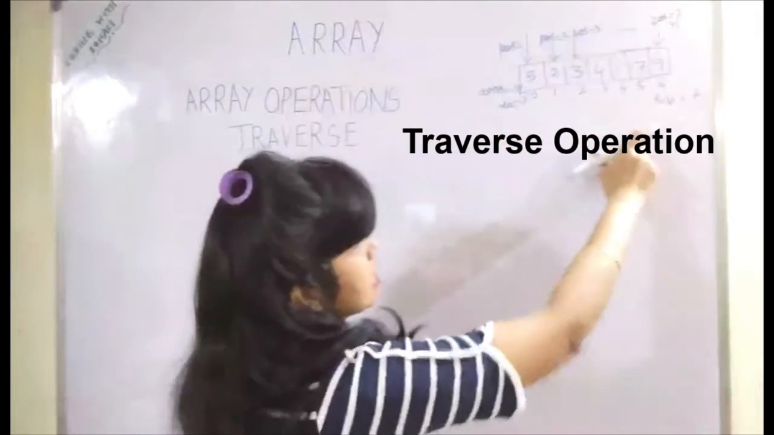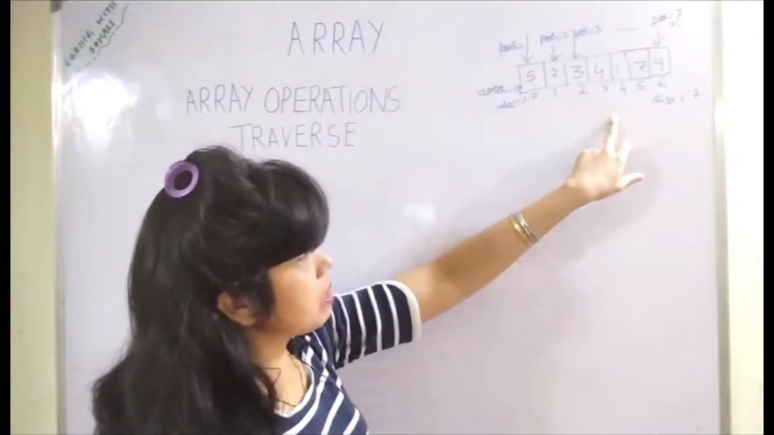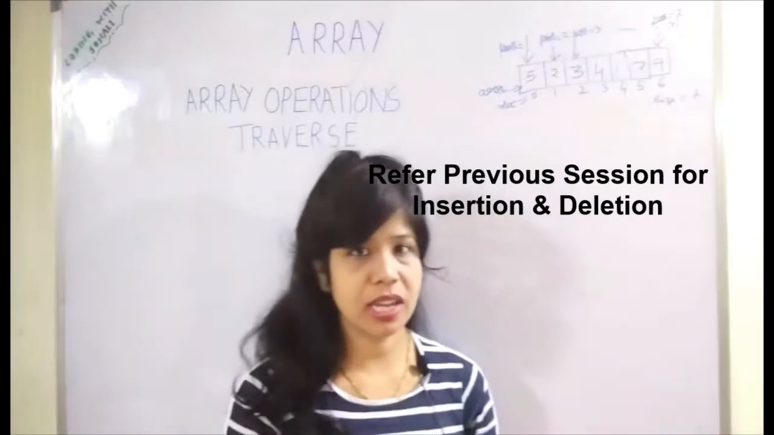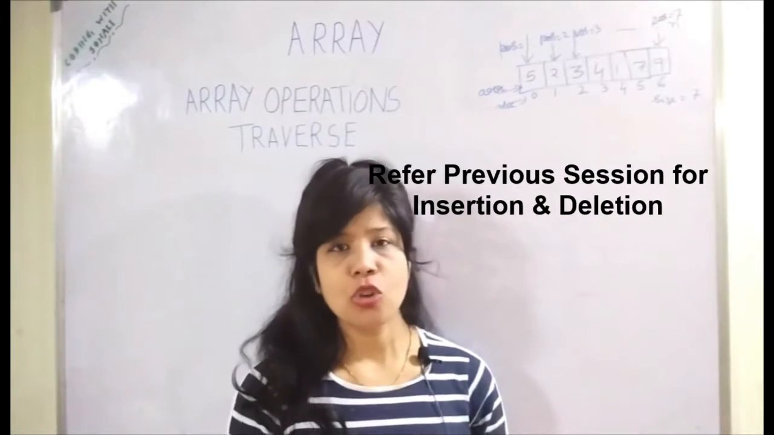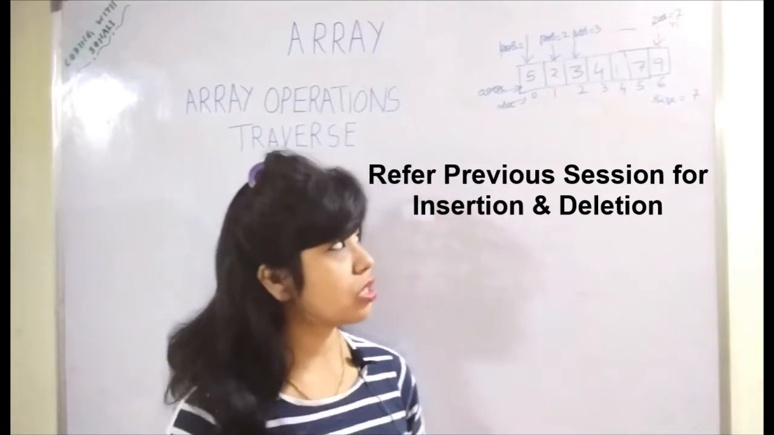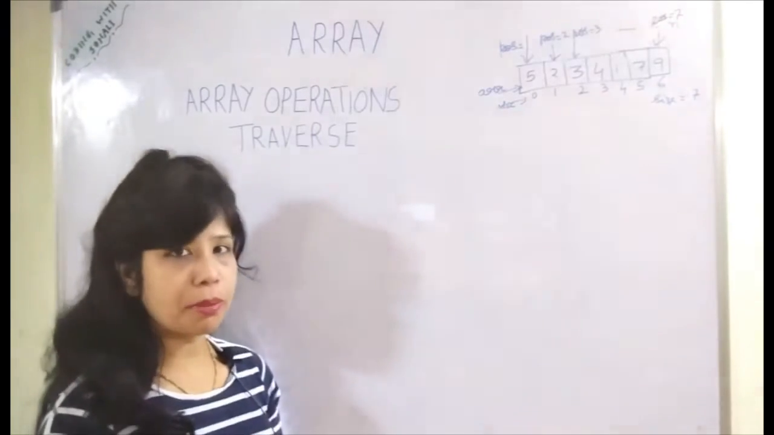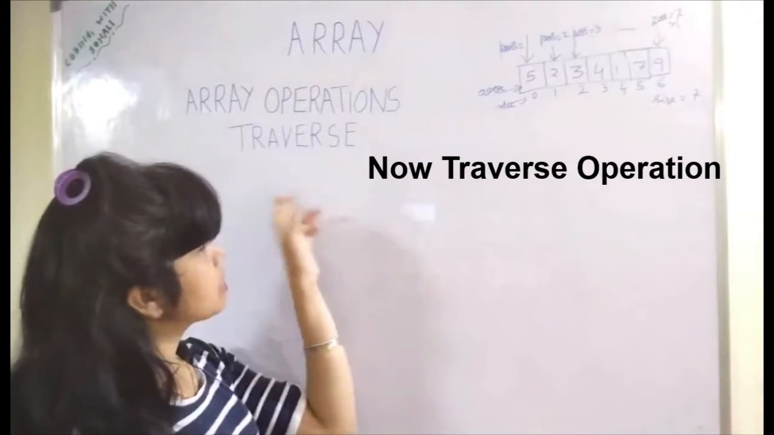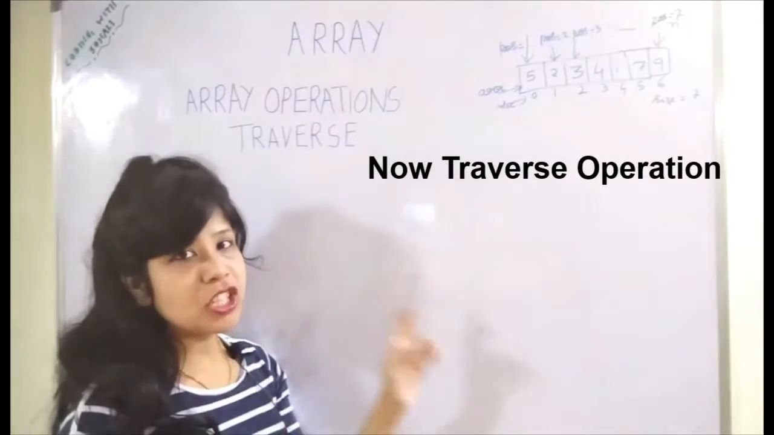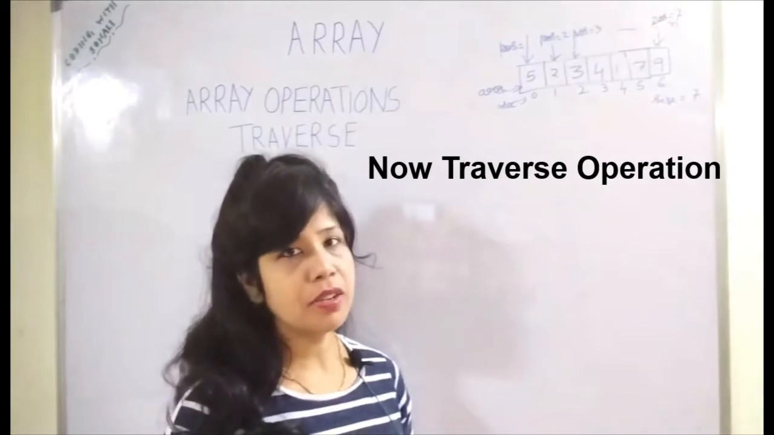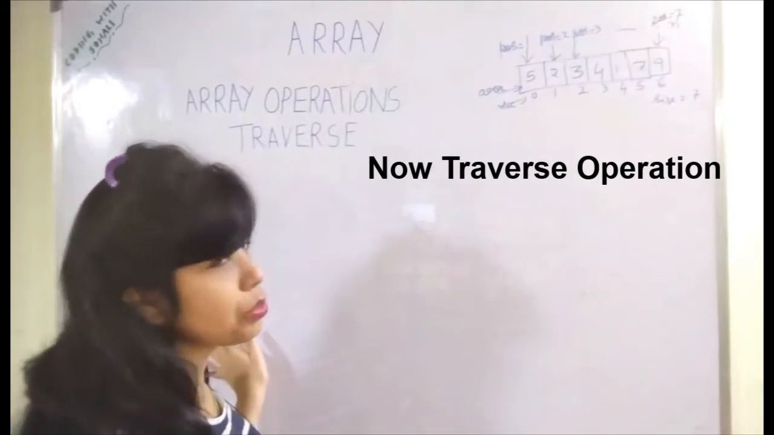So consider this example. We are considering the same example as the array operations we have seen till now, that are insertion and deletion, in the previous session. If you have not gone through those sessions, I recommend you to go through them. So let's talk about the traverse operation. We know traverse means we have to pass each array element only one time. So this is how we will be traversing, and we will be using the subscripts.